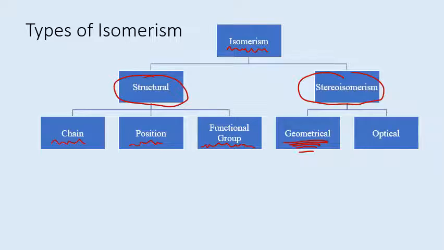But this one focuses on optical isomerism. It's a new type of isomerism that you haven't come across before, and it comes up right at the beginning of second year A-level, and you use it within aldehydes and ketones, and you'll see it again in transition metals.